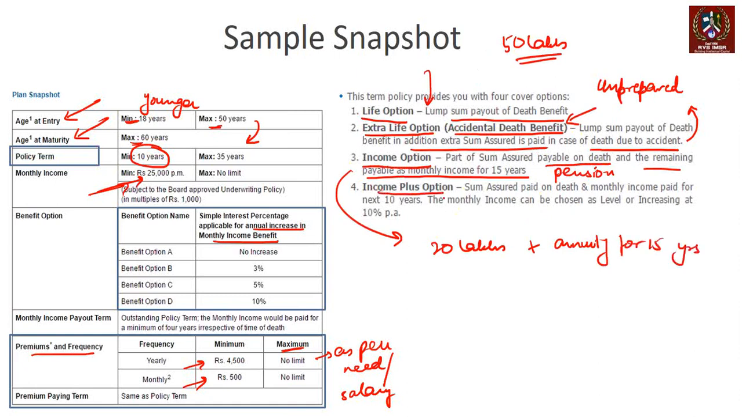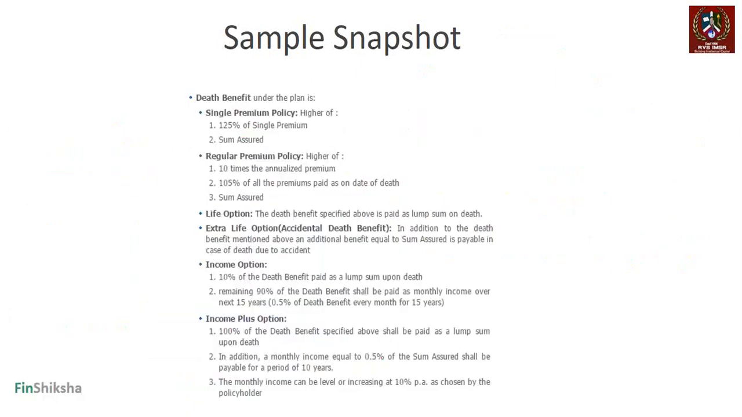Then income plus option: sum assured paid on death, plus monthly income paid for 10 years. Monthly income can be chosen as level or increasing at 10%. That's the benefit options coming into play, correct? So that's basically the options that this policy has.